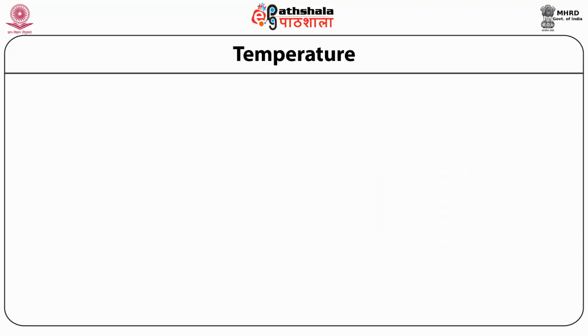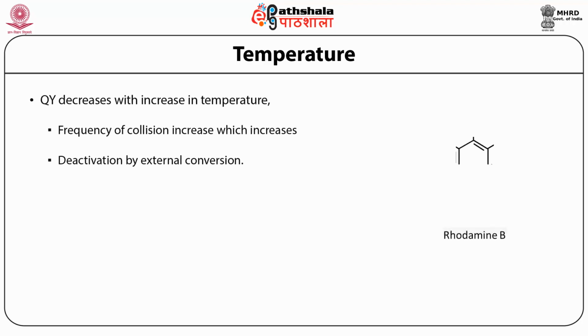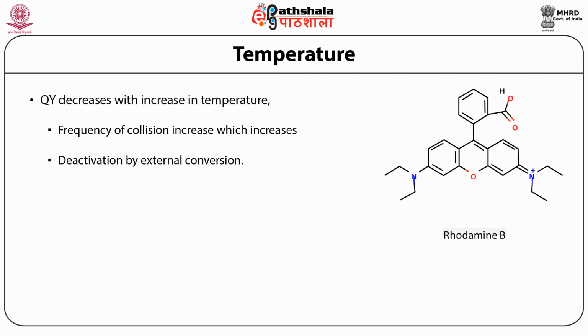Another important factor that is responsible for change in fluorescence is temperature. Quantum yield decreases with increase in temperature. We say quantum yield is the ratio of the molecules that fluoresce to the number of the molecules that are excited. So anything that results in decrease in the energy of the excited molecules will affect the fluorescence of the substance. Temperature is one such factor, because increase in temperature means increase in collision, and when collision increases, energy is lost as heat. So this will deactivate the process of fluorescence.